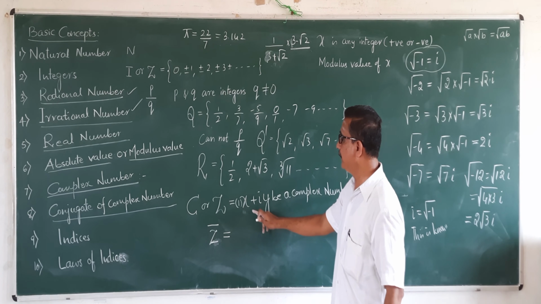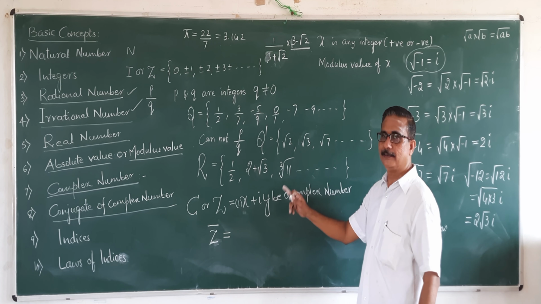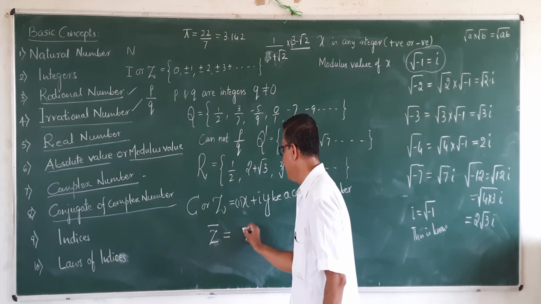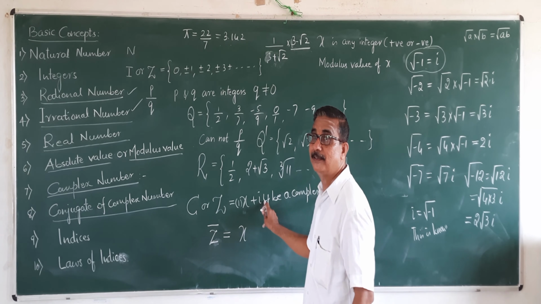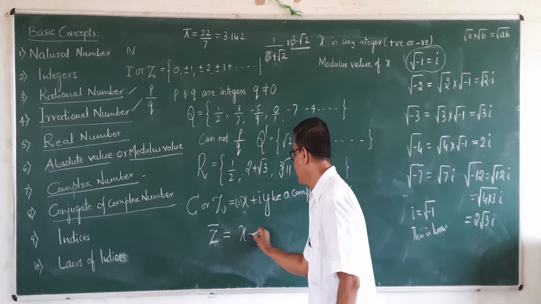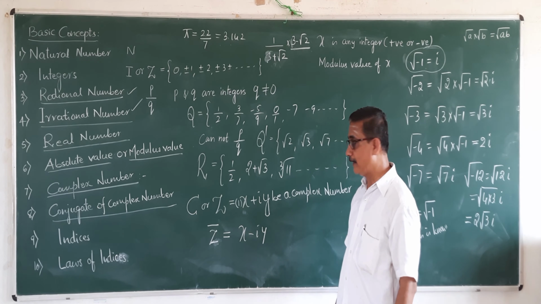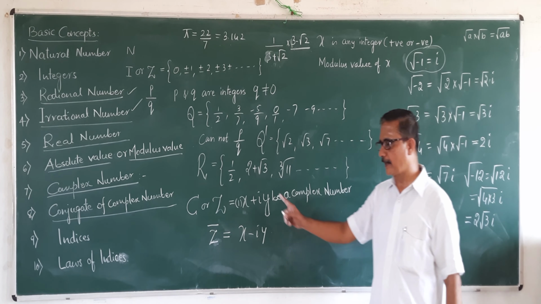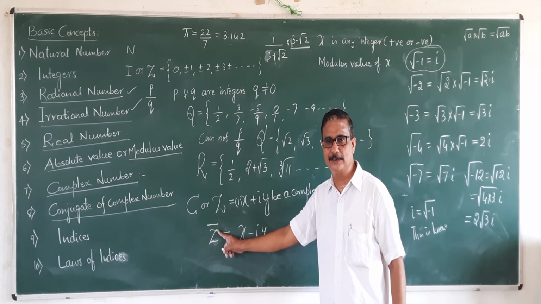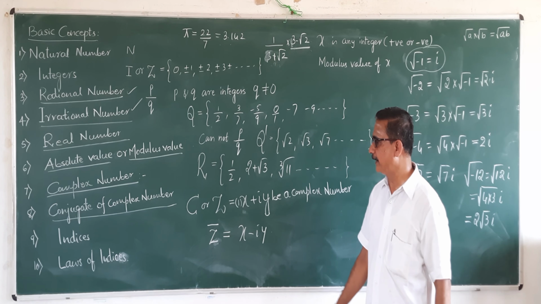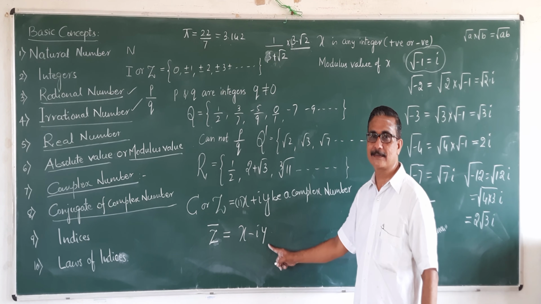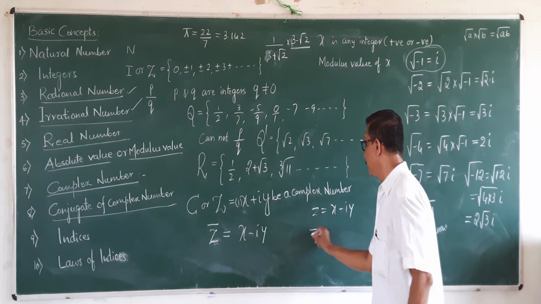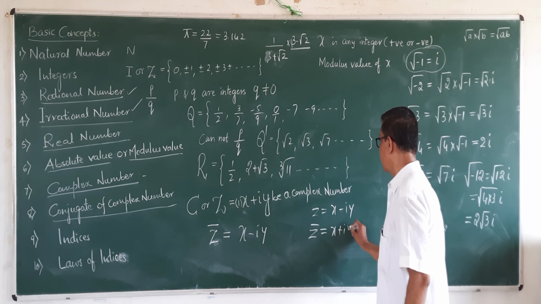Like that, let z be a complex number x plus iy, then the conjugate of z is denoted by z bar or z conjugate and is defined as the same terms, only the sign changes. Its value is x minus iy. Remember, its value is x minus iy. Now here suppose z is equal to x minus iy. What is the conjugate of z? Opposite sign: x plus iy.